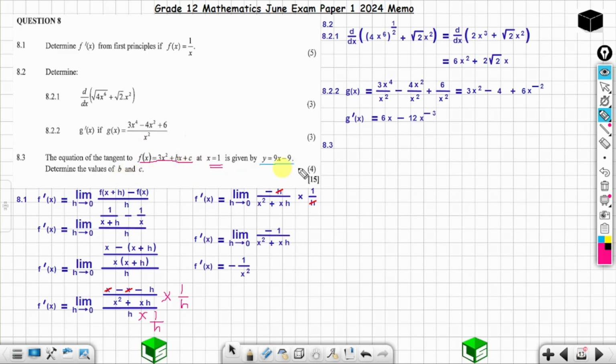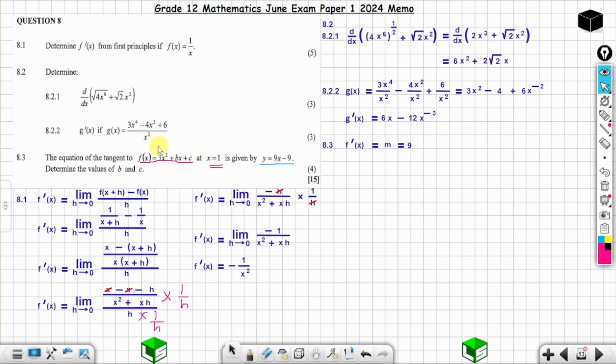So whenever you have a tangent touching a graph, you have to know that f prime of x is equal to the gradient of that tangent. In this example, it's 9. This is a line in the form y is equal to mx plus c. m is equal to 9, c is equal to minus 9.